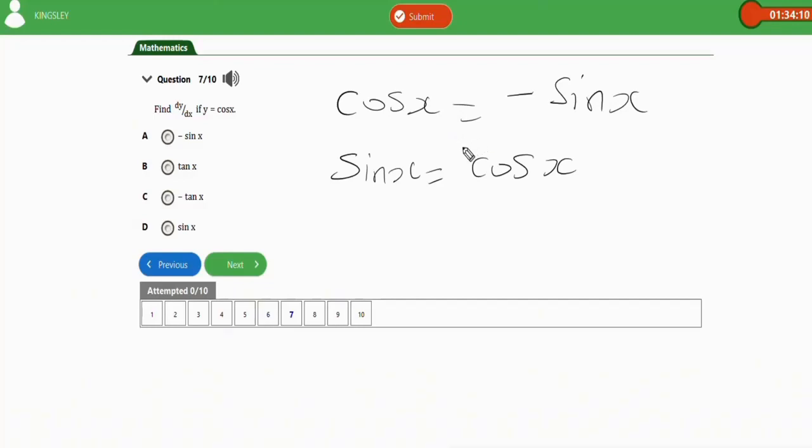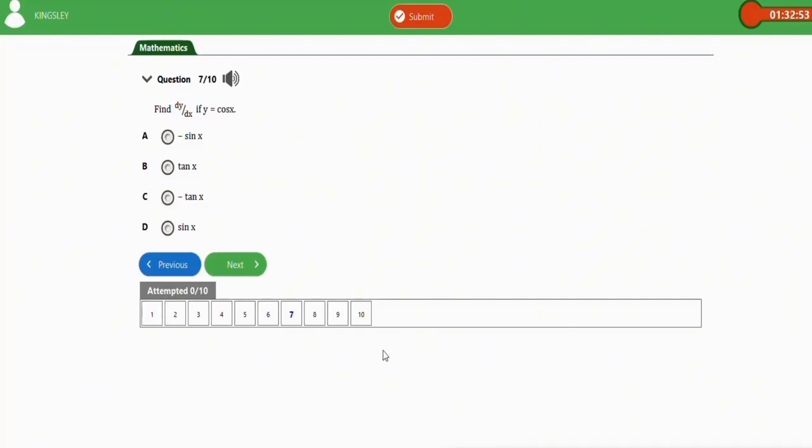Alright, so the correct option in this question is option A. When you differentiate cos x, you have minus sine x. So that's it for this question. Let's solve the last repeated question before we call it a class. Let's wipe this. So the last repeated question we are going to solve will be this question.